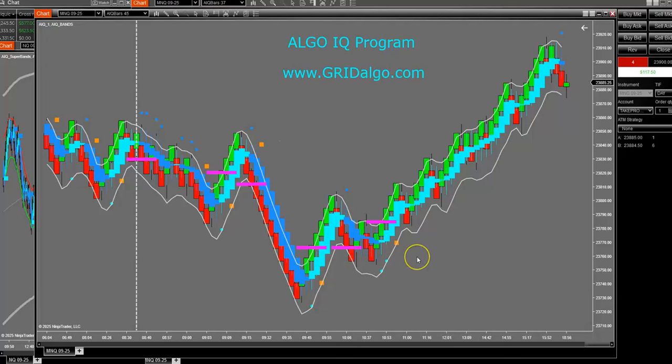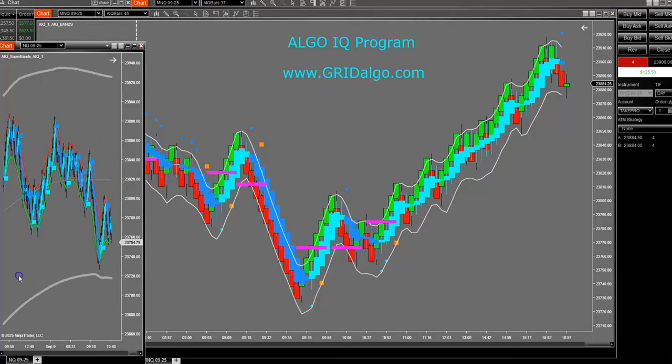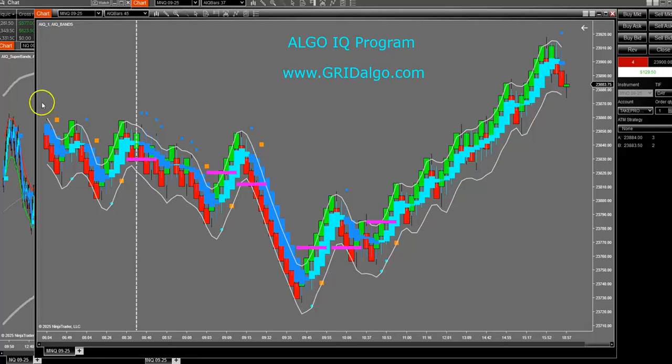So all these tools, none of them recalculate, none of them repaint on live data, replay data, and so on. These are all fixed plot, bar by bar. At every bar close, the plot of the indicator locks down and is fixed, whether it's the Super Bands, whether it's the AIQ Bands, which is a different style of bands, or whether it's the AIQ1 indicator. All our tools are fixed plot, no recalculating, no repainting indicators.